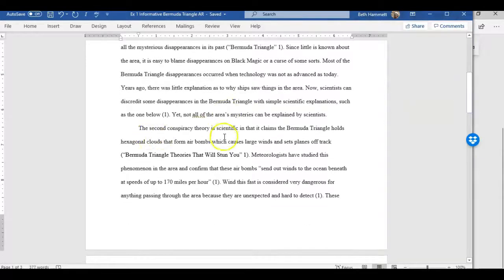So then they do the second conspiracy theory. Scientific in that it claims the Bermuda Triangle holds hexagonal clouds that form air bombs, which causes large winds and sets planes off track. And there's the citation for that. And again, this is explained.